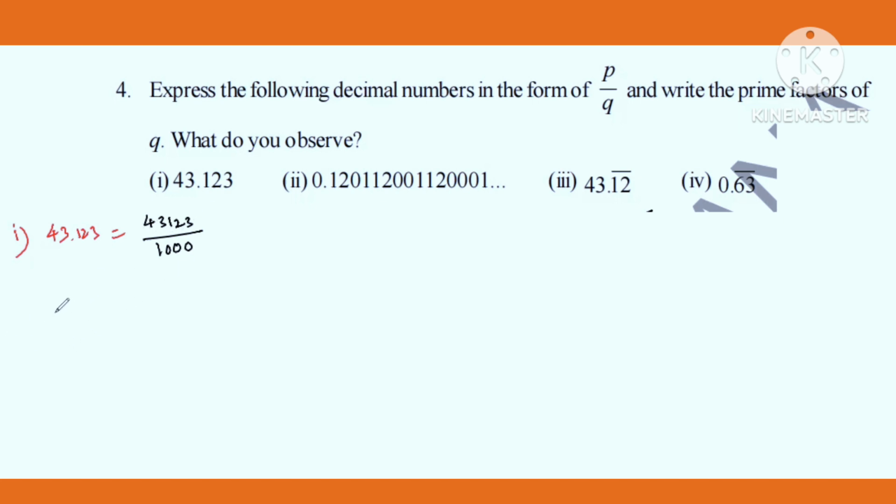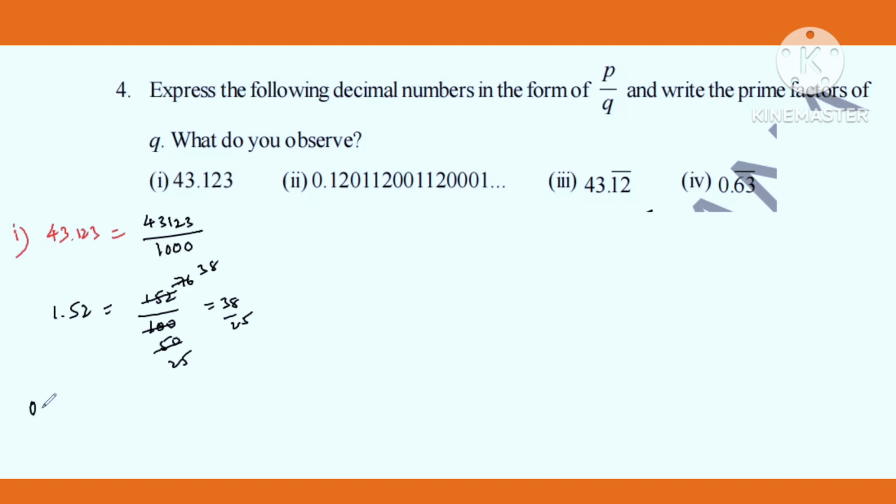Simplification is not possible. For example, 1.52 is there. We get 152 by 100. This is another example. Here we can divide with 2: 2 sevens are 14, 2 sixes are 12, 2 fifties, again 2 threes are 6, 2 eights are 16, and 225. So now we got 38 by 25. That's all. If you are able to simplify that, you can simplify. Now these are all terminating, very simply we can write.